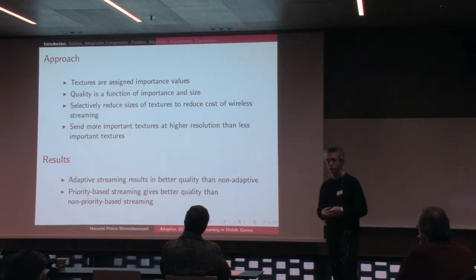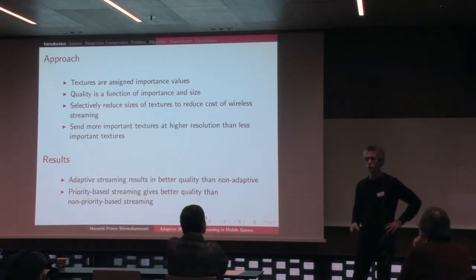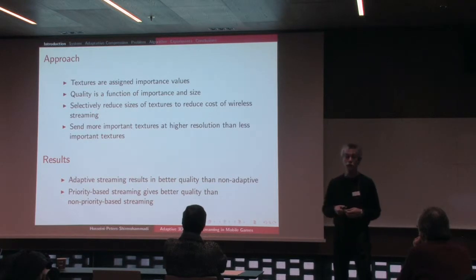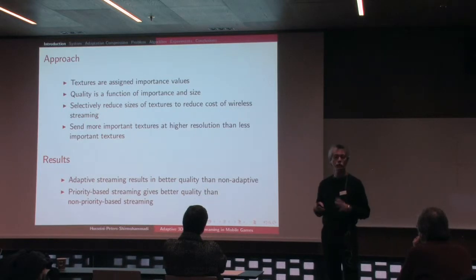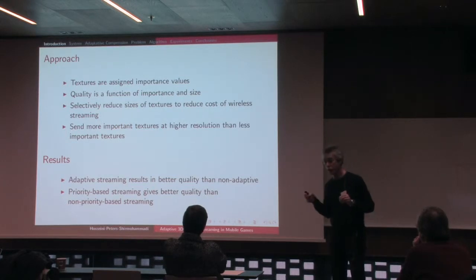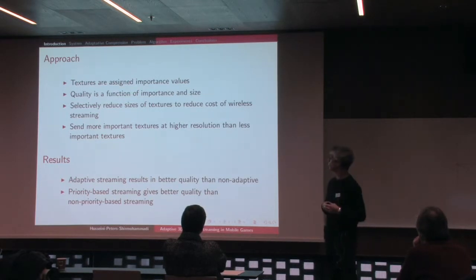So our general approach was that the textures will be assigned importance values, and we consider the quality of a texture to be a function of its importance value and its size. For example, the avatar and the enemy are more important than the grass and the trees, so we assign them importance values. Also, textures applied to objects in the foreground are going to be more important, and bigger, than ones in the background. So we also use size as part of the measure of quality. So the quality is importance and size. And our technique is to selectively reduce the sizes of some of the textures to reduce the cost to stream them.